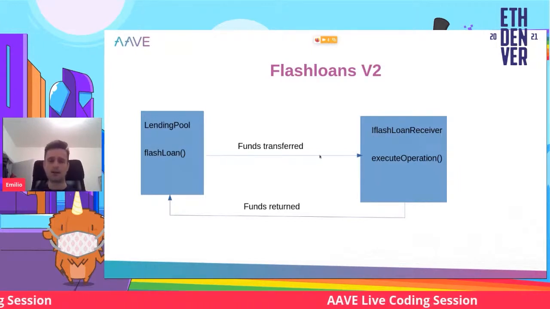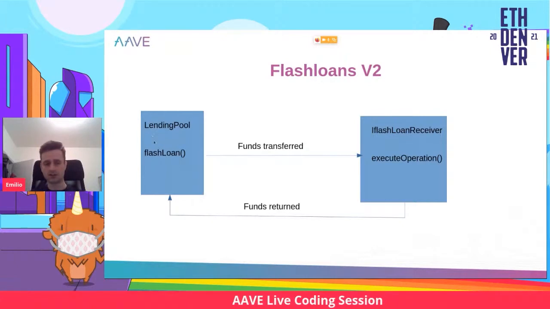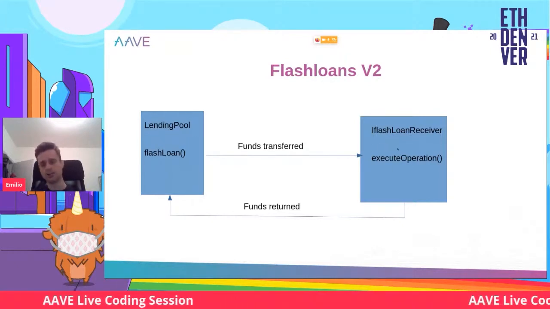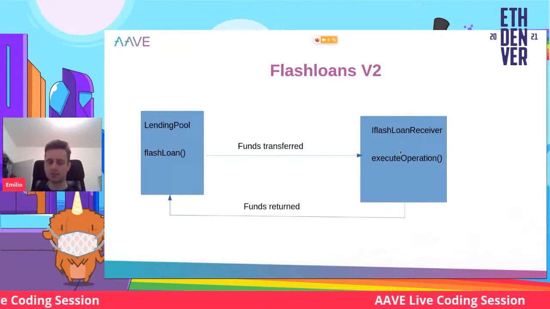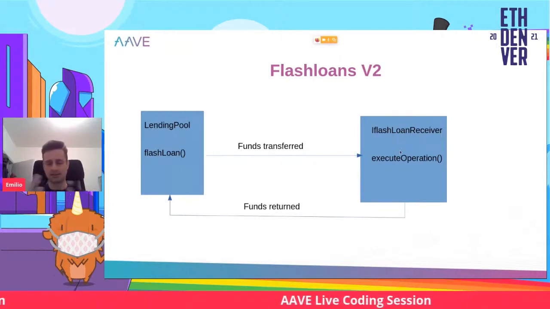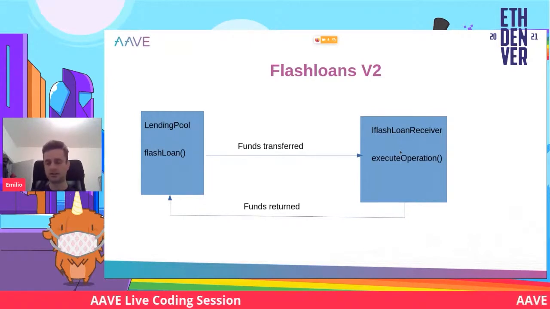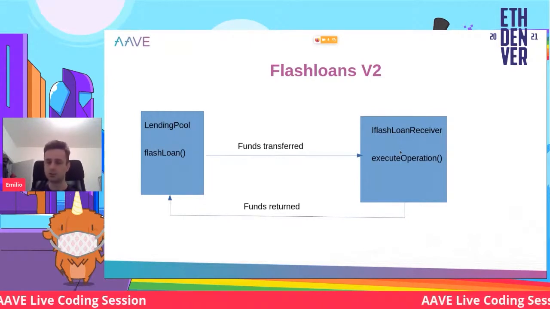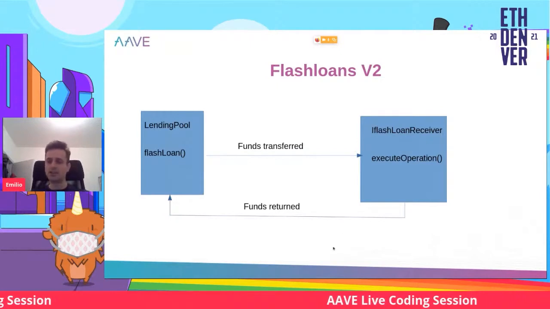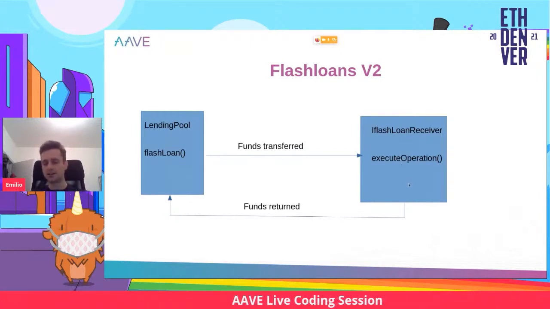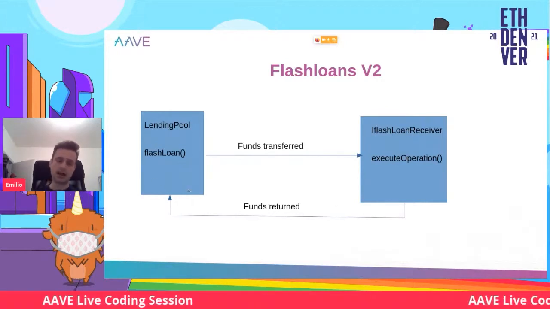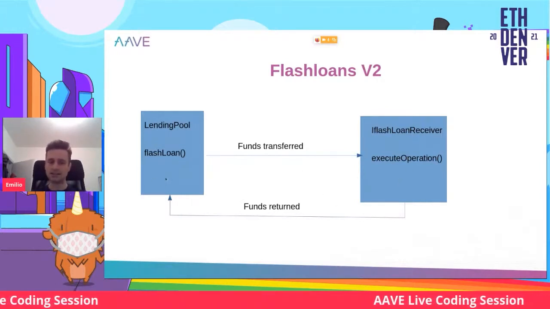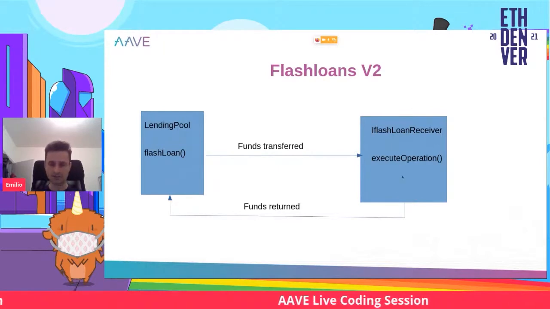So what happens is that we call this function here. This function automatically transfers the funds to this contract, the contract that we deploy, and it is the contract that does the interaction with the protocol and uses the funds in whatever way we programmed it to, right? And at the end of the execute operation, the funds need to be returned to the lending pool. How are the funds returned? It's actually the lending pool that will pull the funds from here.